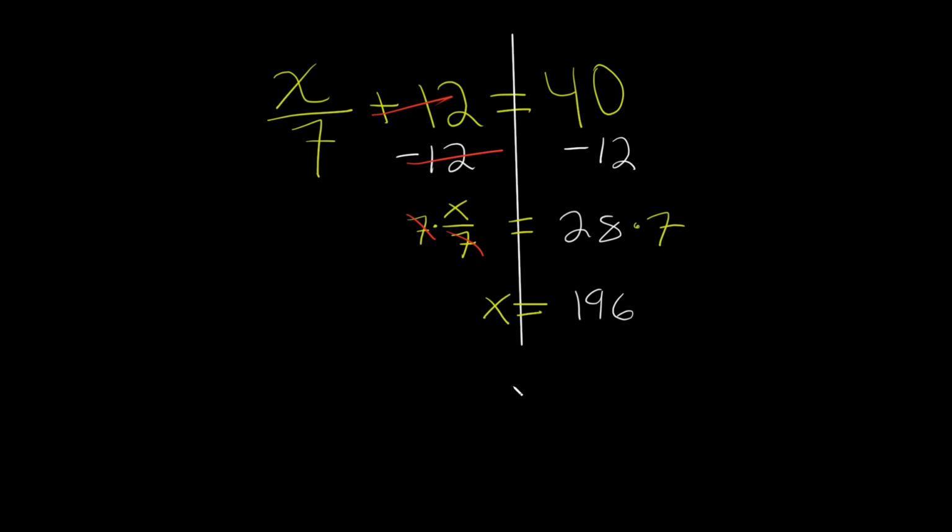So here we have solved this problem, and I'll write it here. The value of x in x over 7 plus 12 is equal to 40 is 196, and we are done.